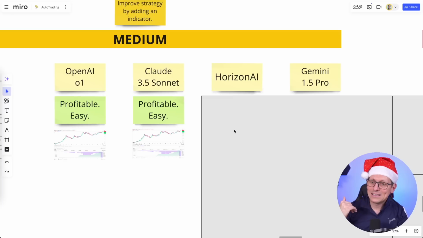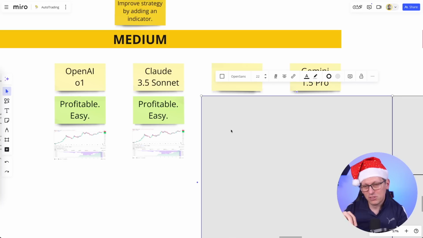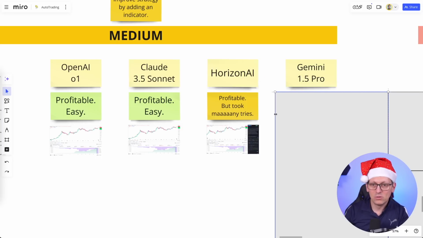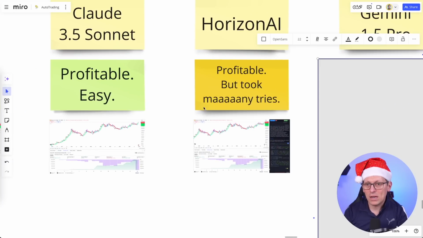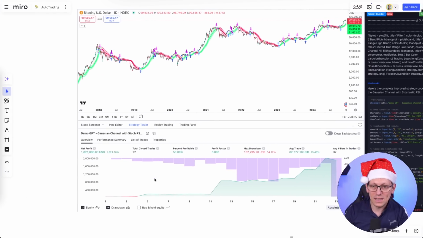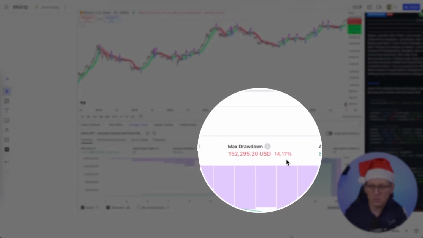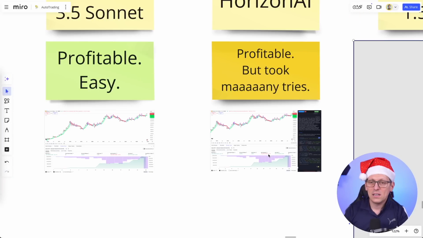So the thing is that Horizon is integrated in TradingView, so it's a different experience, but does it really matter, guys? Because the whole thing is just to make it work, right? So Horizon AI was able to deliver, but I had to try many times to get there. For some reason, it didn't really like the prompt, and so it made a lot of mistakes. And so the result is the same at the end of the day, right? So I have the same 1,100% with 14.17 max drawdown, but it took me time, guys.